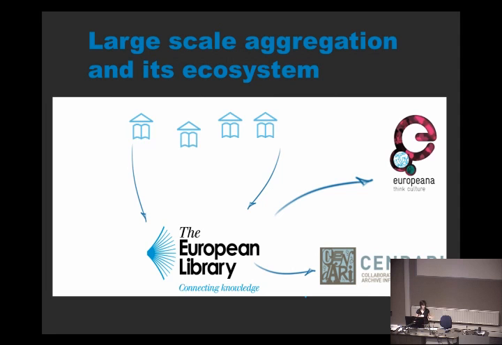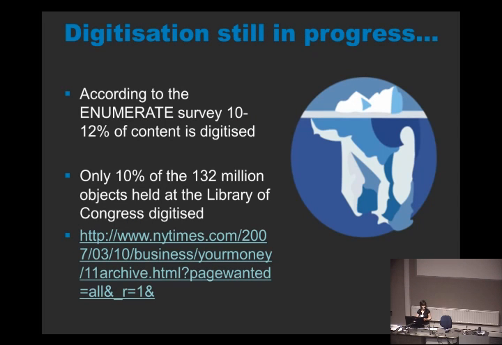So we are collecting all this data, and quite often when we think about developing services, developing new functionality, we always look first at what we have for digital objects. But in fact, when you check a bit the reality, digitization is still in progress, and we are only looking now at the tip of the iceberg. If you look at the Enumerate survey, which was a survey run in Europe the past 2 years, they have identified that only 10 to 12% of the cultural heritage content, including libraries, has been digitized.